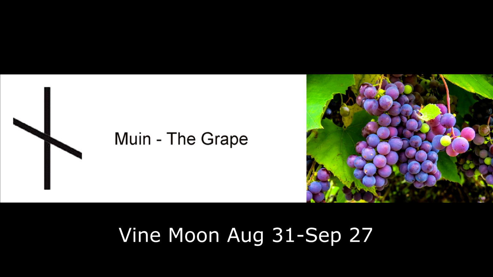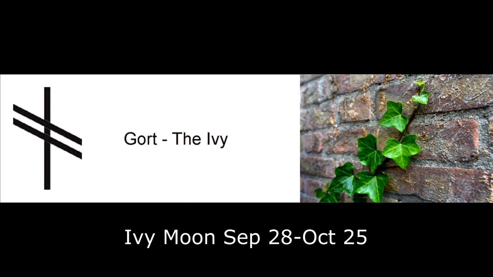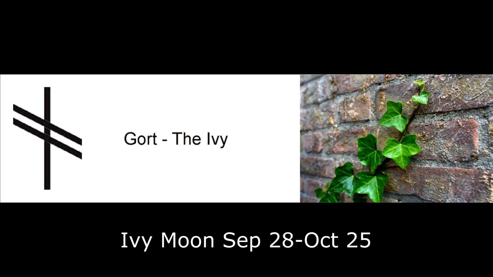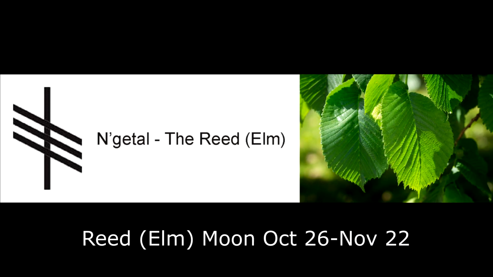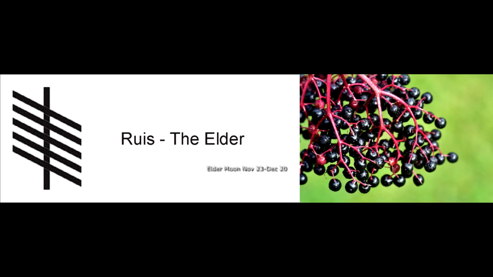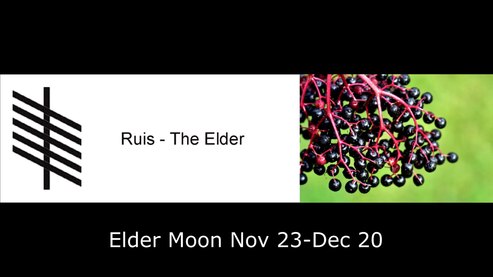The vine moon, August 31st to September 27th. The ivy moon, September 28th to October 25th. The reed or the elm moon is October 26th to November 22nd. The elder moon is November 23rd to December 20th.